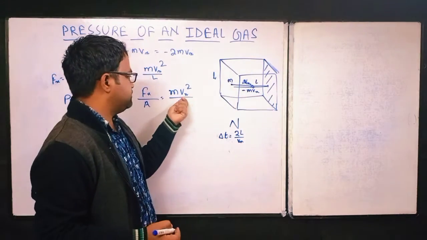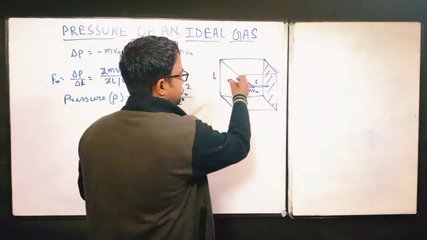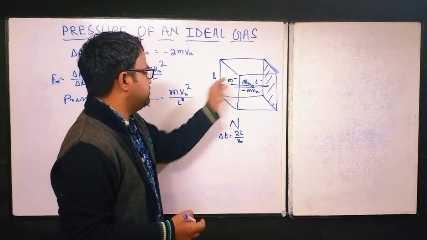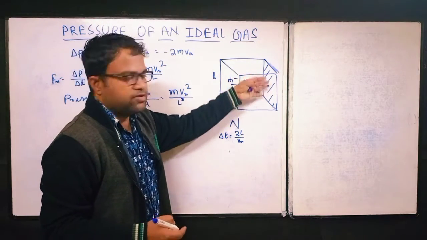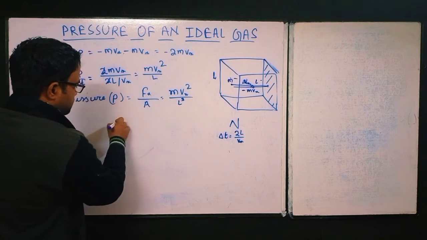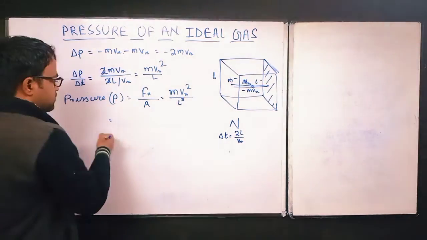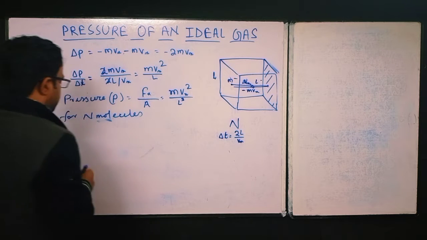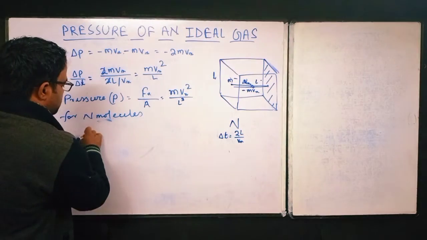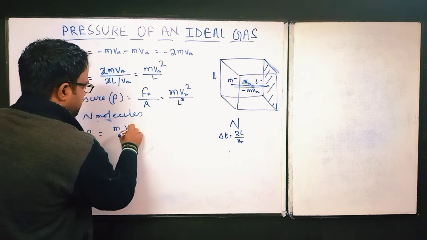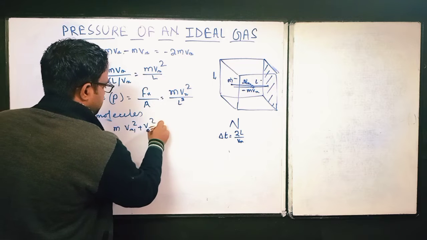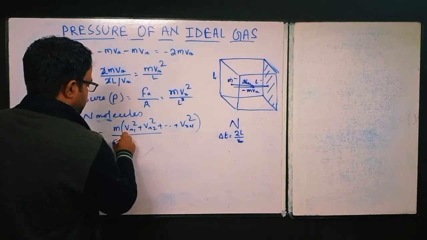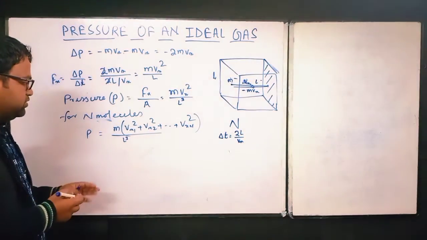Now let's say there are lots of molecules, n number of molecules, and each one is moving with a different velocity, vx1, vx2, vx3. So that was for only one molecule. Now for n molecules, we can write that the pressure will be equal to m times vx1 square plus vx2 square plus up to vxn square, divided by L cube, or the volume.